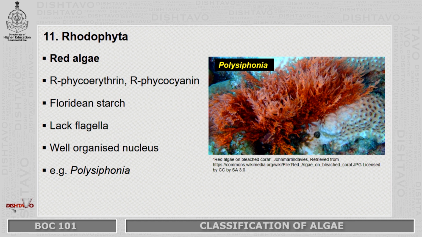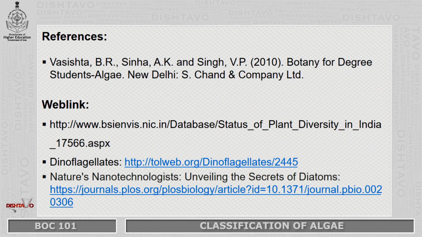Okay. So, this is about the classification of algae, that is there are a total of 11 divisions, and you have learnt different characteristics of these algae, and these are the references.